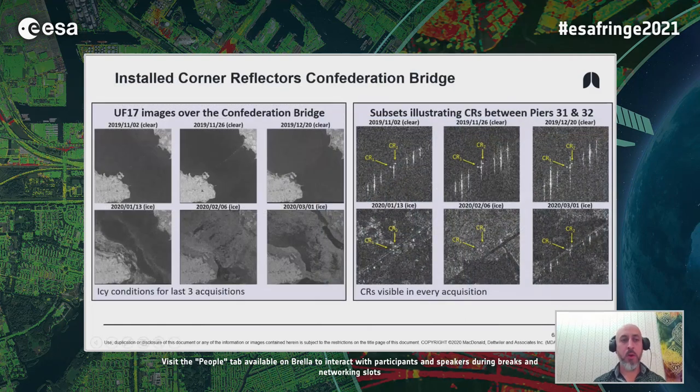Here we have an example of the full scene for those six scenes. We can observe that the first three scenes are clear of ice, but the following scenes have formation of ice. And this is exactly what we wanted to observe, right? What's the impact of that on the corner reflectors? We were observing some of the subsets around the corner reflectors. Here we can see the strong backscatter return, and also we can observe that this strong backscatter is also occurring during the icy conditions. So these are performing well.